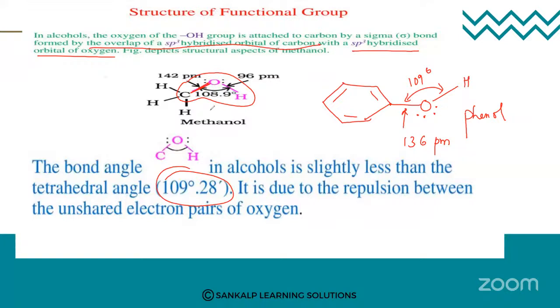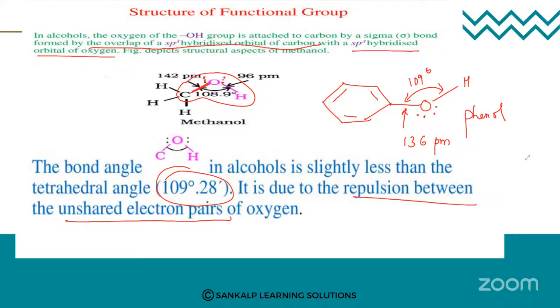Why? What is the reason? Because of the repulsion between the unshared pairs of electrons. There are two unshared pairs of electrons on the oxygen atom, so because of these the bond angle is slightly less than the tetrahedral angle.